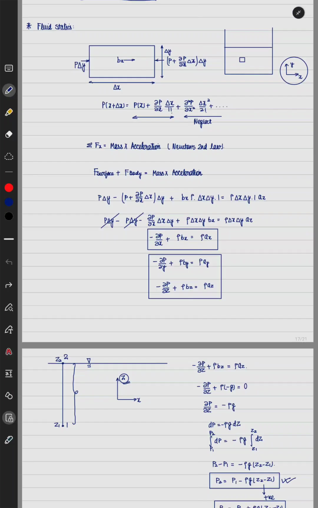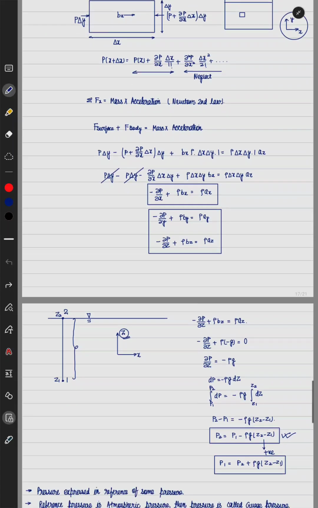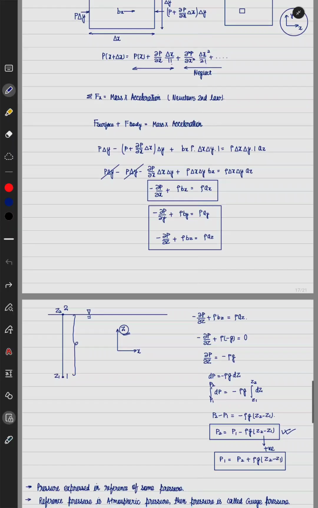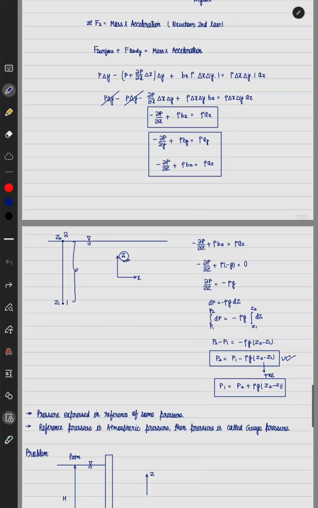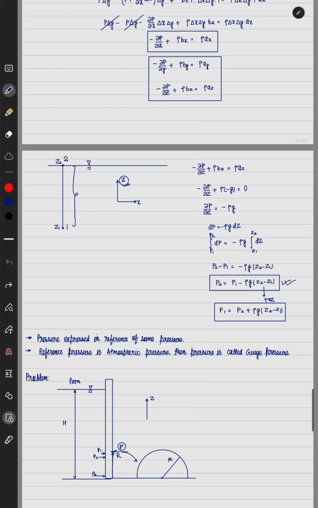Pressure force at right surface, which is at a small distance from the left surface, is given by the Taylor expansion, that is P plus del P by del x into delta x. The body force is given by body force per unit mass into mass, which is mass into acceleration, given by rho into delta x into delta y into 1, that is mass into acceleration in x direction. This gives the equation: minus del p by del x plus rho bx is equal to rho ax. This is in x direction, and similarly in y and z direction.